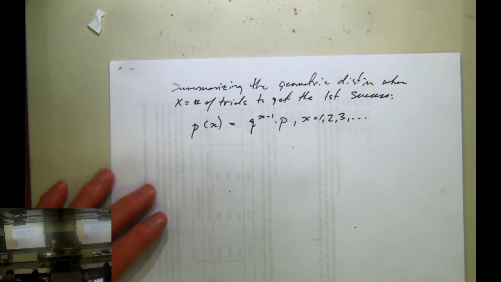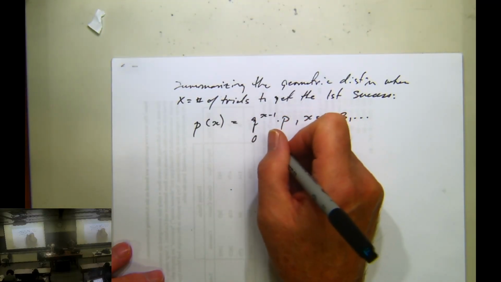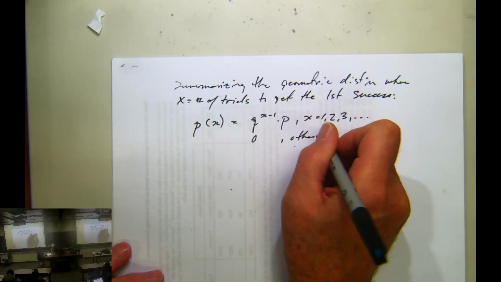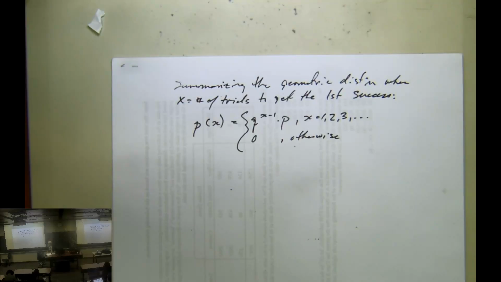So we want to write this probability mass function out correctly, or leave it very well defined. q to the x minus 1 times p, for x equals 1, 2, 3, and so on, and 0 otherwise, because we can't roll our die 1.5 times or 3.2 times. And the way this is defined, the probability x equals 0 is 0, because we have to roll it once before we get that first success.